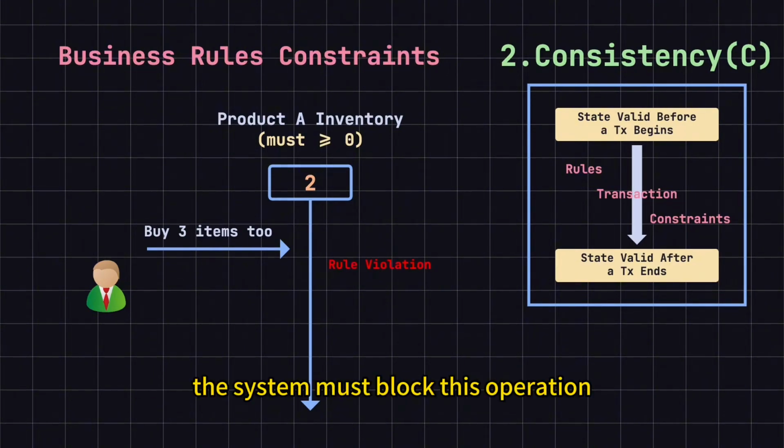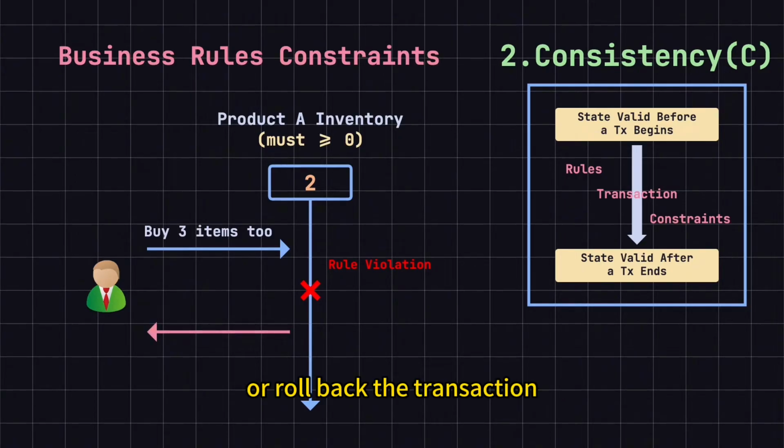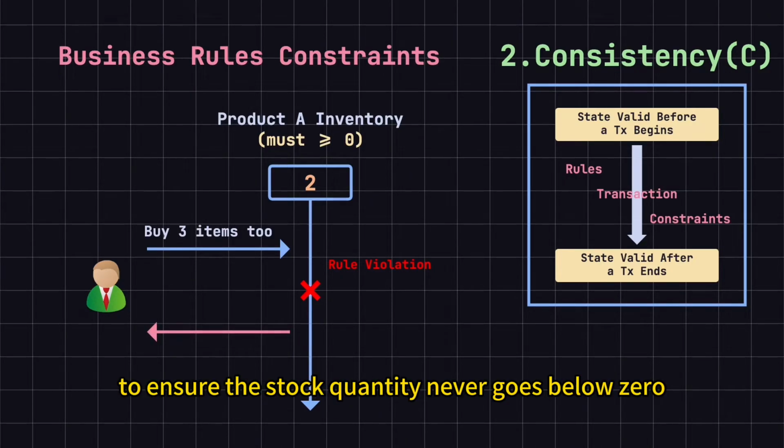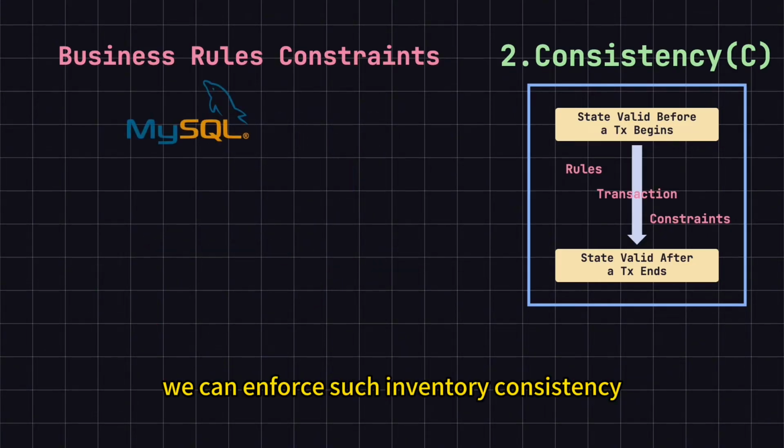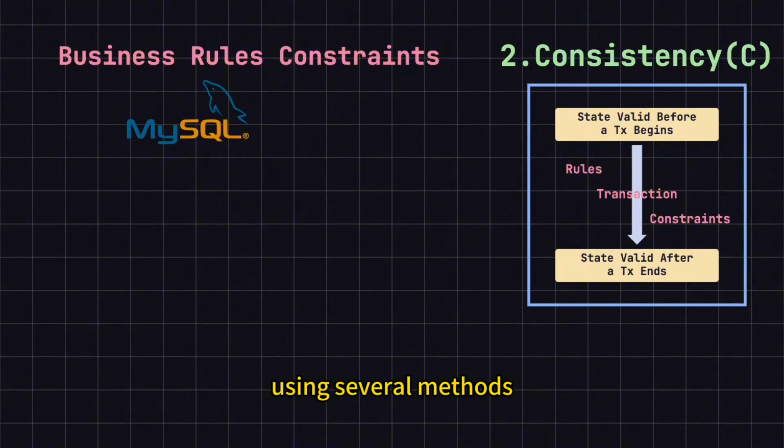To prevent this, the system must block this operation when stock is insufficient, or roll back the transaction to ensure the stock quantity never goes below zero. In MySQL, we can enforce such inventory consistency using several methods.